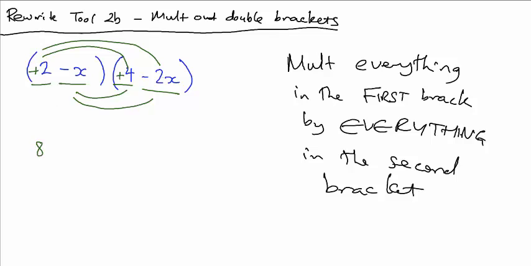Then let's do this one. We'll actually write this out. So we've got plus 2 times minus 2x. So already, plus times a minus, the answer is going to be minus, forget them now. And I've just got 2 times 2x remaining, so that's just going to be 4x.